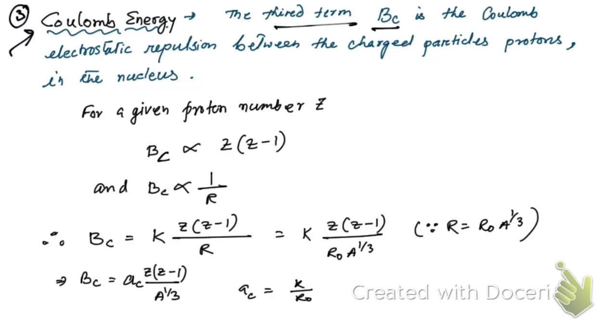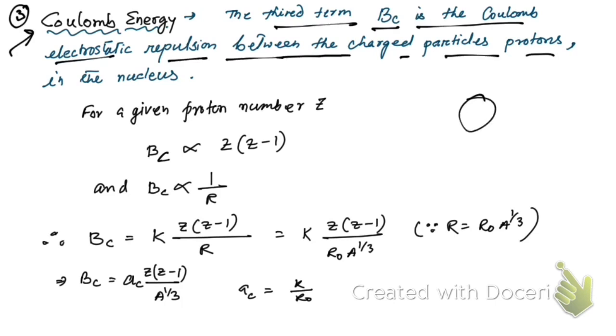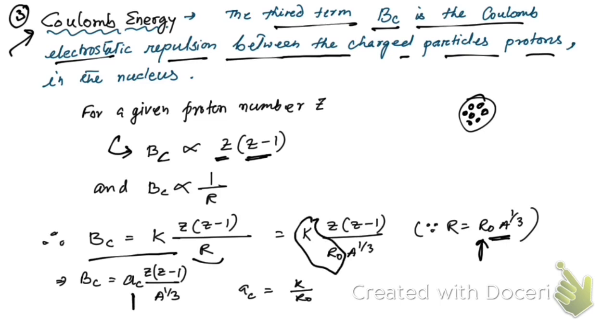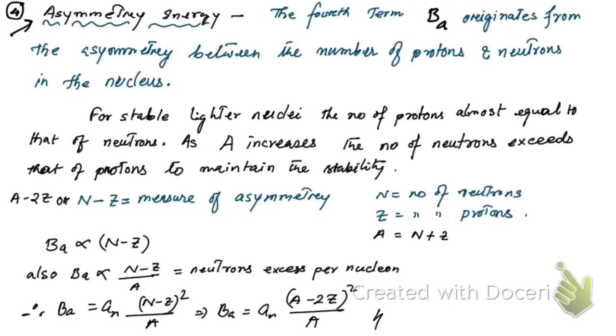The third term, Bc, is the Coulomb electrostatic repulsion between the charged particles, protons. In the nucleus, these protons are positively charged, so there will be a repulsion between them, which is proportional to Z into Z minus 1. Here Z is the number of protons, and it is inversely proportional to the radius r. Combining these two, we can write this, okay? And again, we know this radius is given by r naught A to the power 1 by 3, and k by r naught is replaced by this constant ac, right? So hope you have understood this. Now the next term is asymmetry energy.